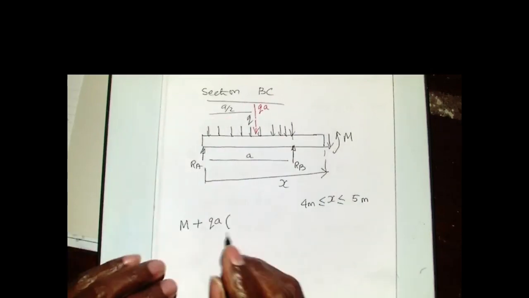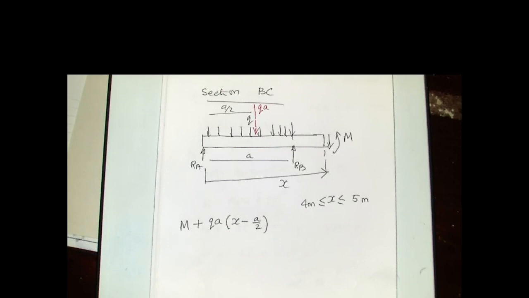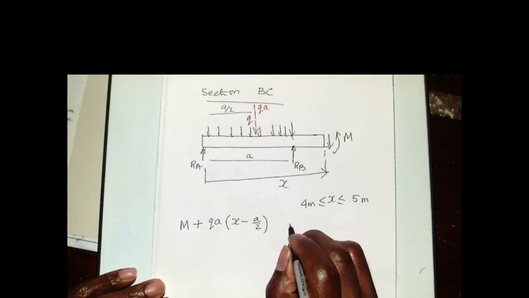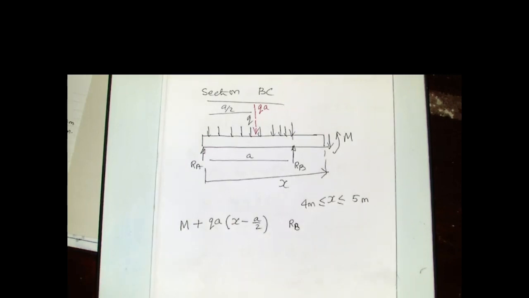So I multiply that, I will say I've got X minus A over 2. Is that clear? And then I go to the next force. The next force is RB. We have RB.